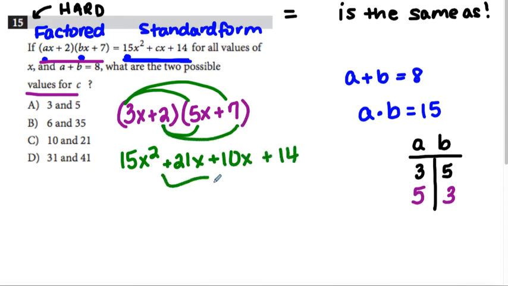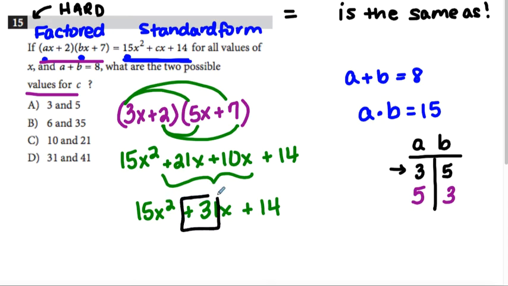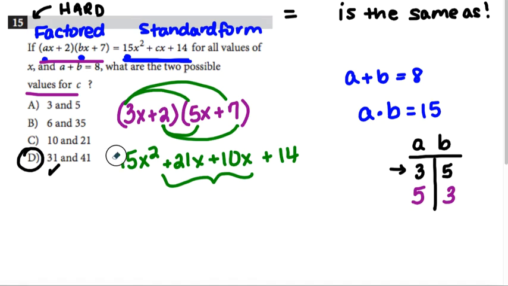I'm going to combine the like terms. So 15x² + 31x + 14. Okay, so in this case, if a is 3 and b is 5, then c works out to be 31. Well, there's only one answer with 31 in it, so I'm actually going to pick that answer. Now, I'm going to guess that if I let a be 5 and b be 3, I'm going to get 41. Now, I'm going to take the time and show you that, but once you got 31 as c, you could stop. You'd be fine stopping right there because there's no other values of 31.